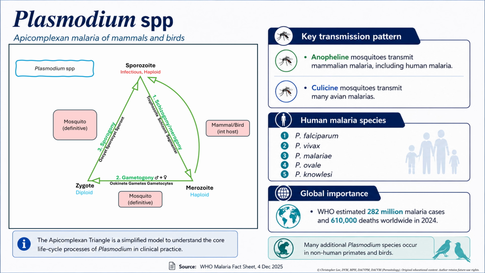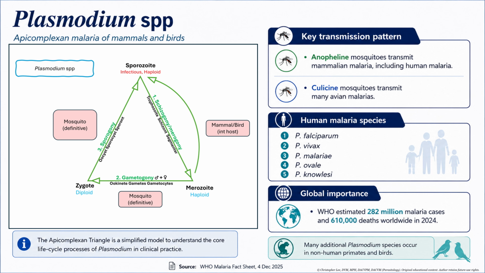Now let's use Plasmodium as an example of how a complex parasite life cycle can be simplified into a clinically useful framework. For this course, the important mosquito pattern is this. Anopheline mosquitoes transmit mammalian malaria, including human malaria, while culicine mosquitoes transmit many avian malarias. This is the level of detail you need to anchor. There are many Plasmodium species, but we do not need to memorize all of them here.